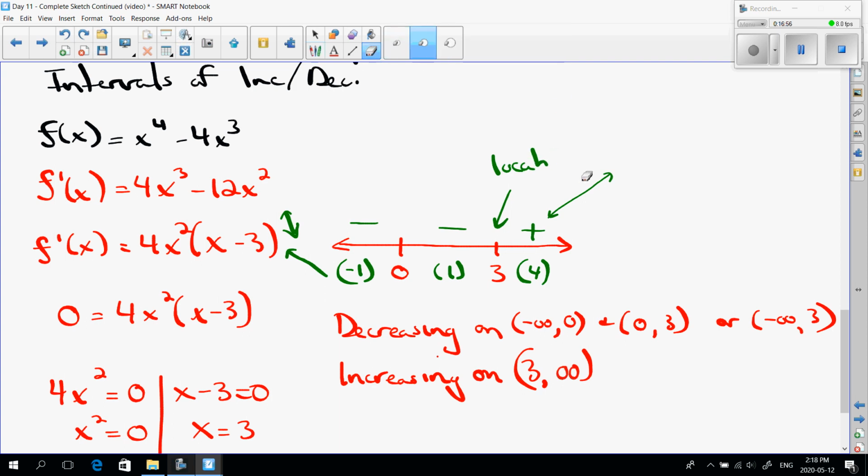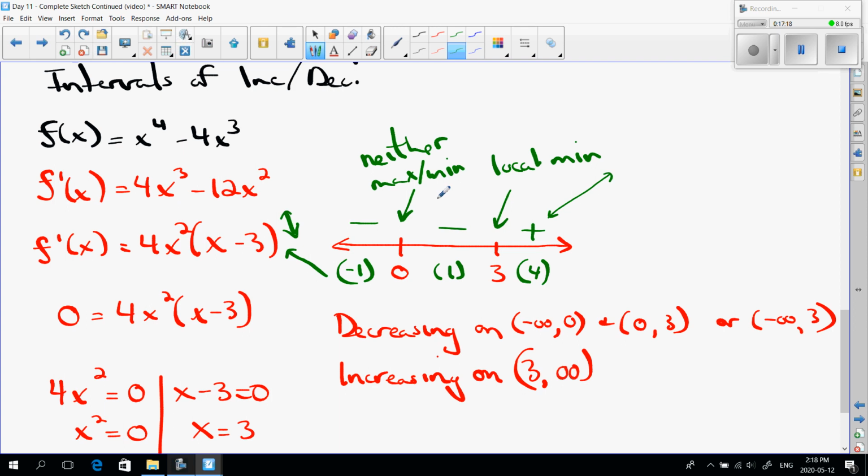Now, if there were a place on the curve where it went from positive to negative, say this was a positive, this was a negative, then 0 would be a max. But it doesn't change at 0, so this is neither a max or a min. A minimum has to go from decreasing to increasing. Think about that. Y value is getting smaller, and then it hits a low point and goes up, gets bigger. If it went from increasing to decreasing, y values are getting bigger, and then they start getting smaller, so it had to reach some sort of high point before it turns around.